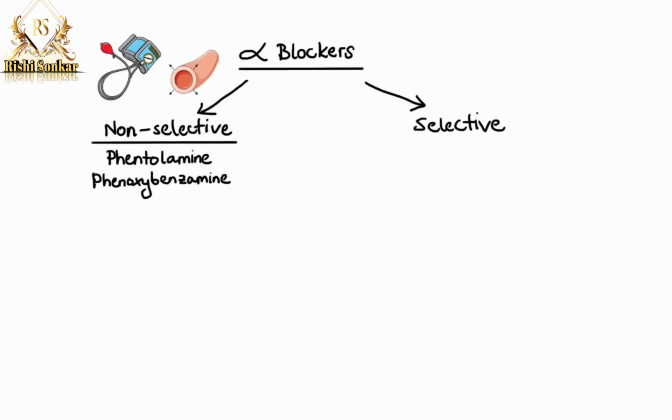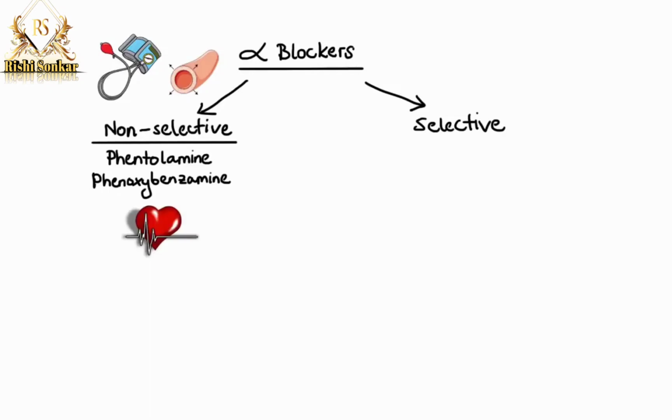Now norepinephrine acts on alpha-2 receptors to inhibit its own release, so blockade of these receptors results in more norepinephrine release. Norepinephrine then can stimulate beta-1 receptors on the heart. This is why non-selective drugs such as phentolamine and phenoxybenzamine can cause tachycardia and even cardiac arrhythmias.